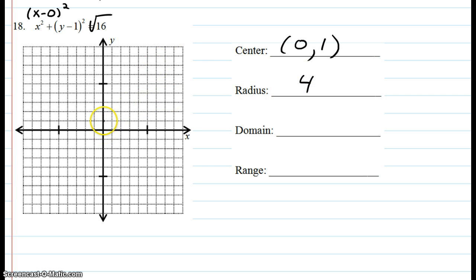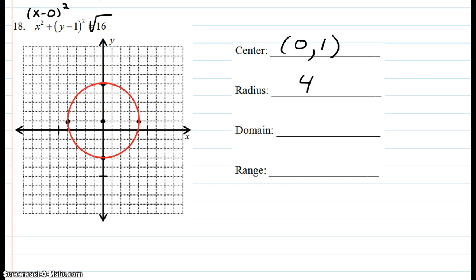So starting on 0, 1, we go up 4, to the right 4, down 4, and a left 4. And now we draw our circle. Alright, so there we have our circle with the center at 0, 1 with a radius of 4.